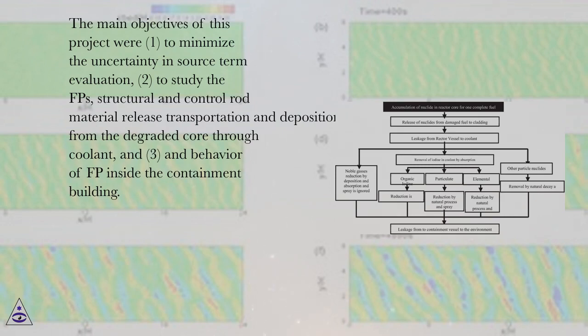The main objectives of this project were, 1. To minimize the uncertainty in source term evaluation, 2. To study the FPs, structural and control rod material release, transportation and deposition from the degraded core through coolant, and, 3. The behavior of FP inside the containment building.